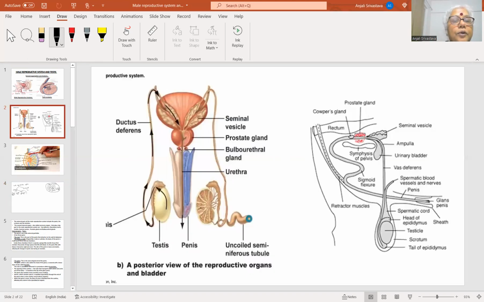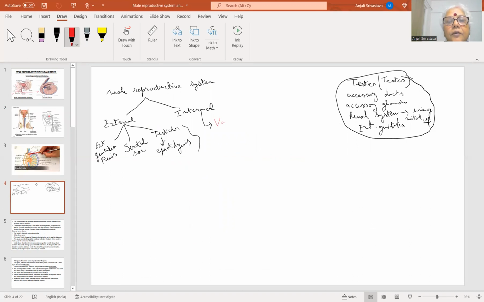These internal parts include again some of the ducts and then the accessory glands. These are the internal parts. Here the epididymis has ended, and the vas deferens has come up. The internal part starts with the vas deferens, then it continues and mixes with the seminal vesicles, the paired structures, then the prostate gland.